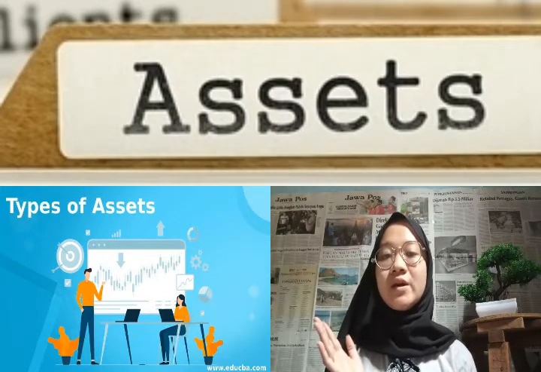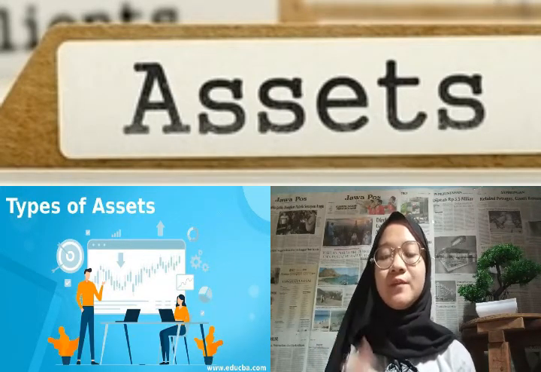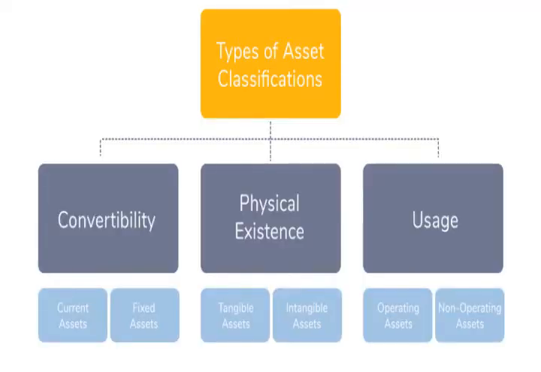Assets are generally classified in three ways. Number one is convertibility. If assets are classified based on their convertibility into cash, assets are classified as either current assets or fixed assets. An alternative expression of this concept is short-term versus long-term.